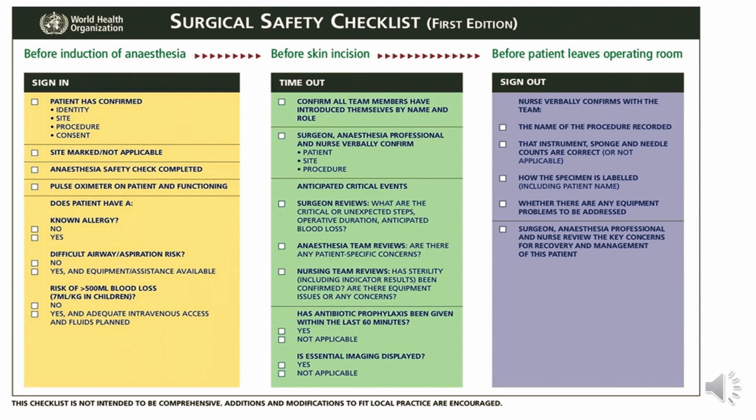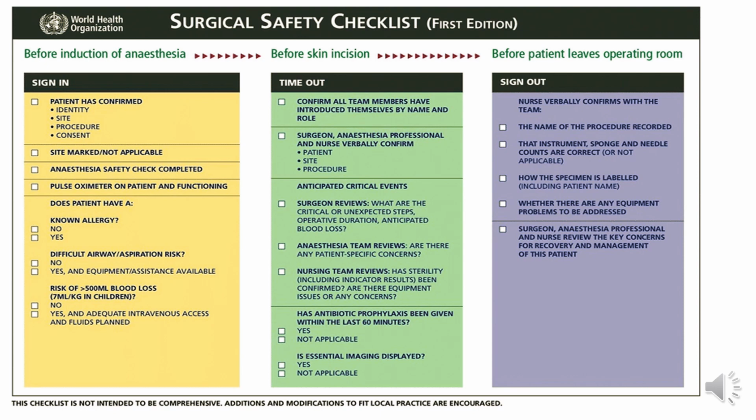Time out means before the skin incision has been started. When the circulating nurse calls the time out, all the members within the OT, including the surgeons, will confirm their names. Everyone will tell their name and introduce themselves. It confirms all team members have introduced themselves by name and role. Then the surgeon, anesthesia professional, and nurse verbally confirm the patient, the site, and the procedure. They will say the patient name is this, this is the site, and we are going to do this procedure.